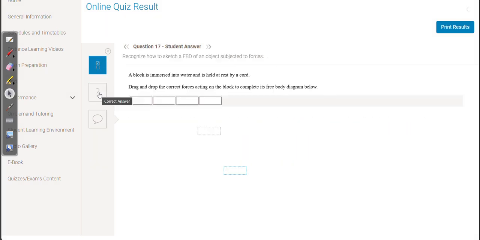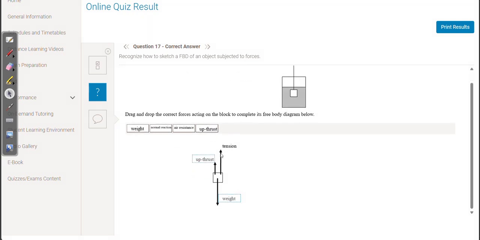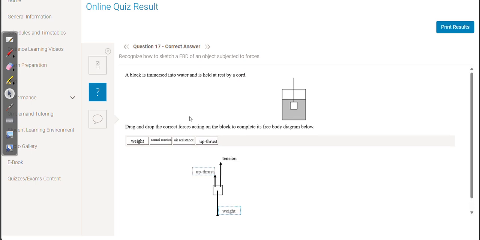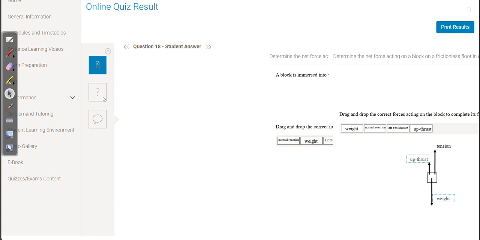Moving on, question 17. Here the keyword is it's immersed into water and held at rest by a cord. When we see those two keywords, we know that there's obviously tension since it's a cord. So tension here is shown. And immersed into water: any object that's immersed into water will have upthrust. It will allow that object to have a tendency to move upward. This is called upthrust. So we will add upthrust here, upward. And of course any object on Earth will have its own weight, so we'll add that, and it's downward. Question 18.